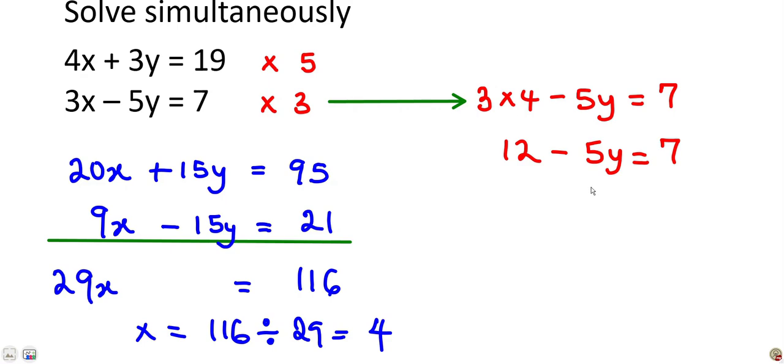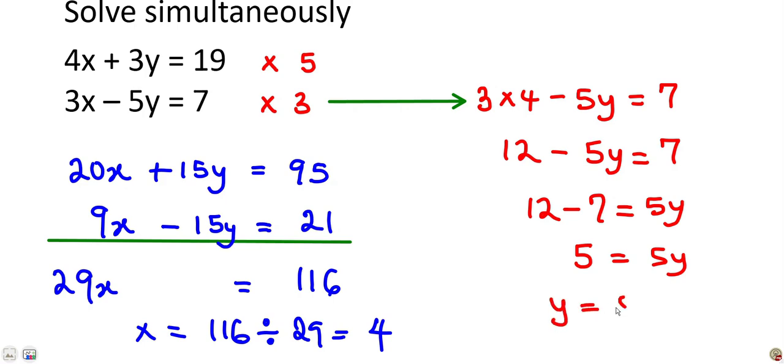And what we could do, okay, I can bring minus 5y to the other side and bring 7 to the other side. That makes it easier. So I'm going to have 12 take away 7, and that's equal to 5y. And of course, if you subtract this, you're going to get 5, and that's equal to 5y. Definitely y is going to be 5 divided by 5, and that's 1. So now we know that x is 4 and y is 1.